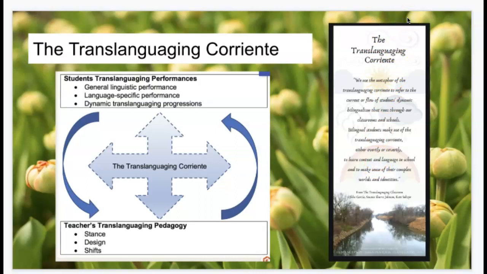It says, "We use the metaphor of the translanguaging corriente to refer to the current or flow of students' dynamic bilingualism that runs through our classrooms and schools. Bilingual students make use of the translanguaging corriente either overtly or covertly to learn content and language in school and to make sense of their complex worlds and identities."